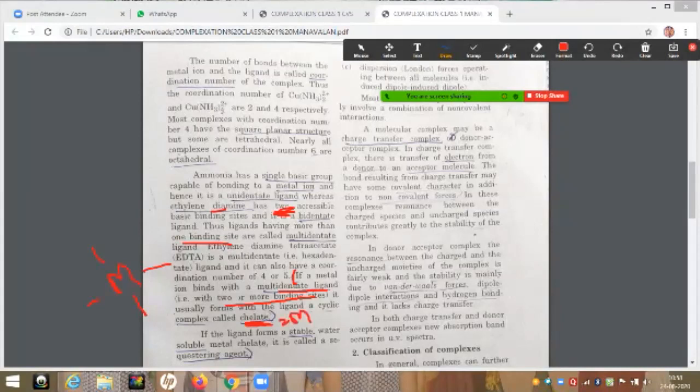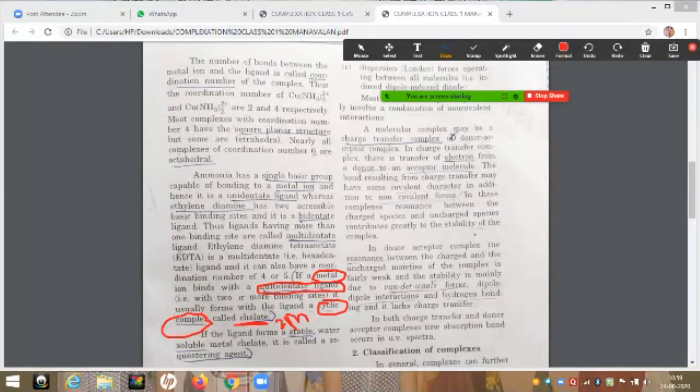Chelate is the complex which consists of a metal ion that binds with a multidentate ligand and forms a cyclic complex. Just three keywords: a metal ion binding with a multidentate ligand and forming a cyclic complex, that we call a chelate. Okay. So this was a 2-mark definition.